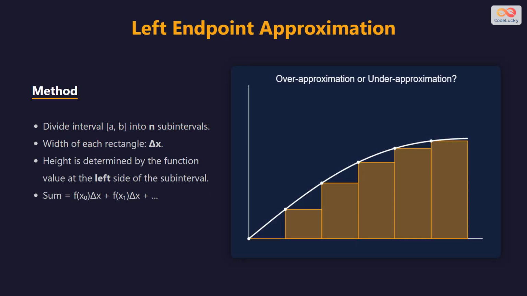One way to draw these rectangles is using the left endpoint method. Here, the height of each rectangle is determined by the function's value at the left side of the subinterval. Notice how some parts of the rectangles stay below the curve, while others might stick out. This gives us an approximation, but it is not perfect.